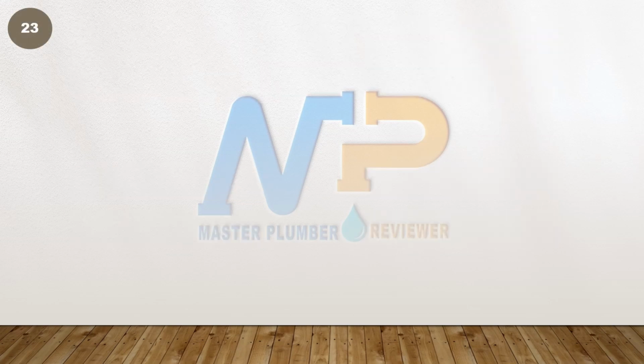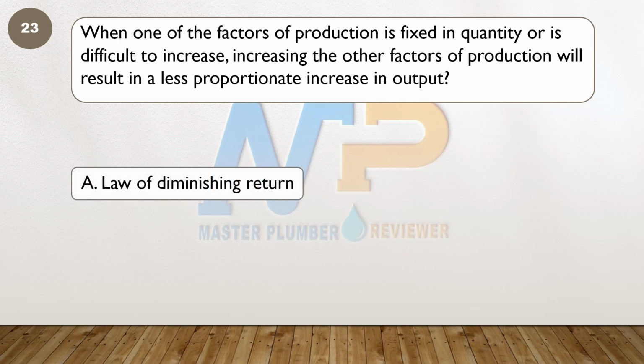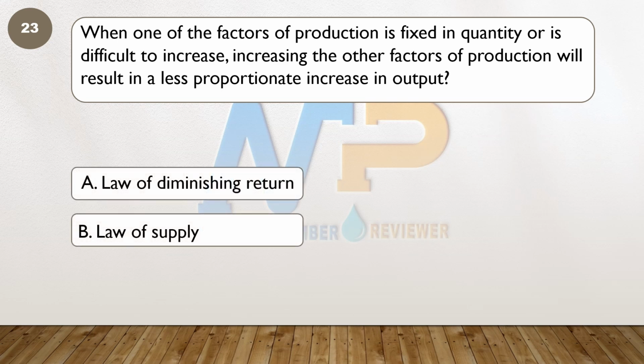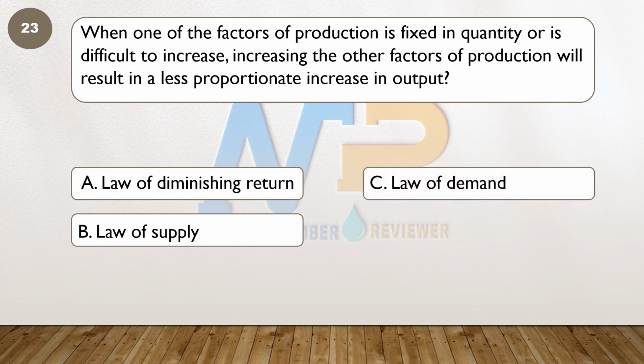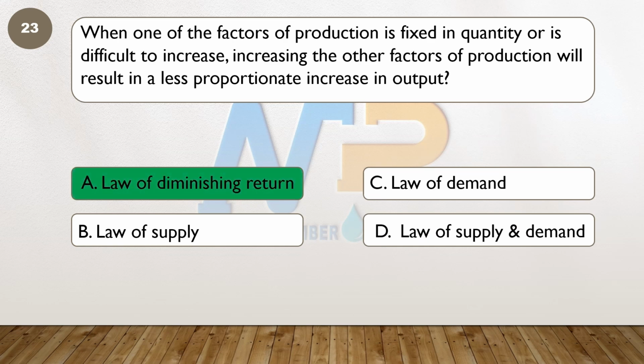Number 23. When one of the factors of production is fixed in quantity or is difficult to increase, increasing the other factors of production will result in a less proportionate increase in output. A. Law of diminishing return, B. Law of supply, C. Law of demand, D. Law of supply and demand. The answer: it's A. Law of diminishing return.